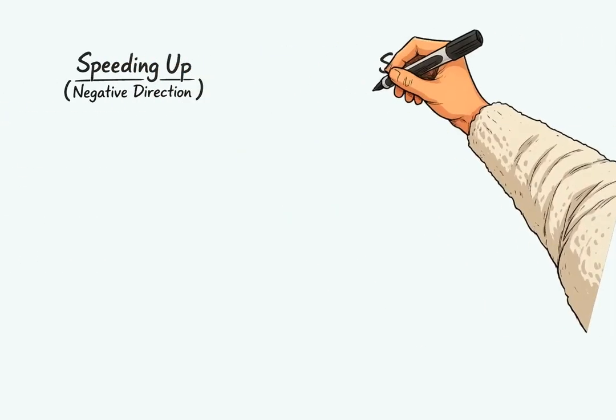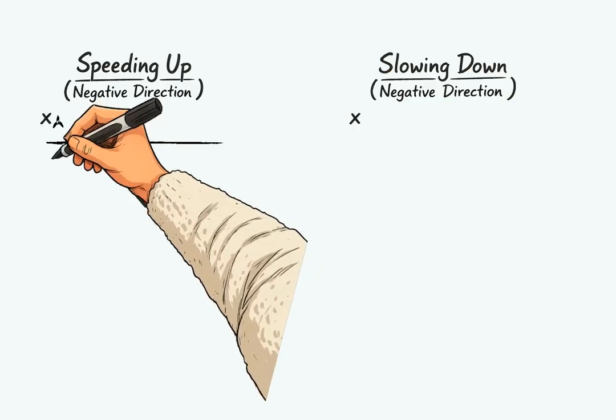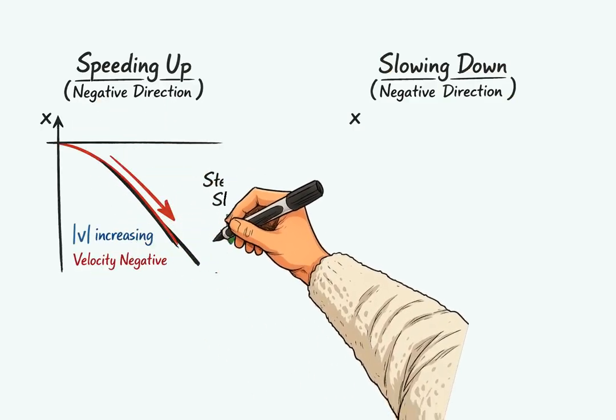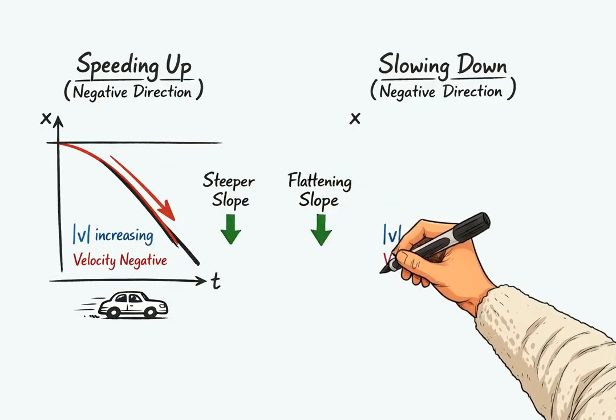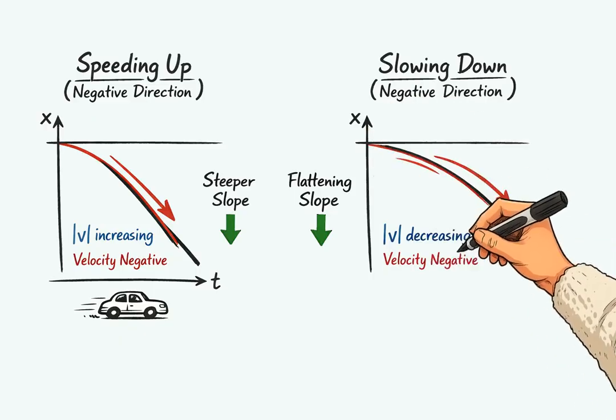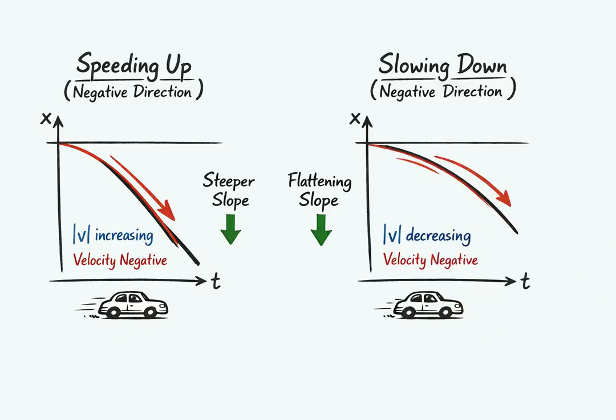It's important not to confuse sloping downward with slowing down. On an x versus t graph, downward slope means position is decreasing with time, so velocity is negative. Whether the object is speeding up or slowing down depends on how the magnitude of the slope changes, not whether the curve is above or below the axis.